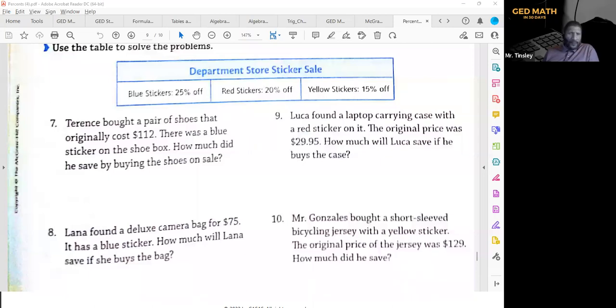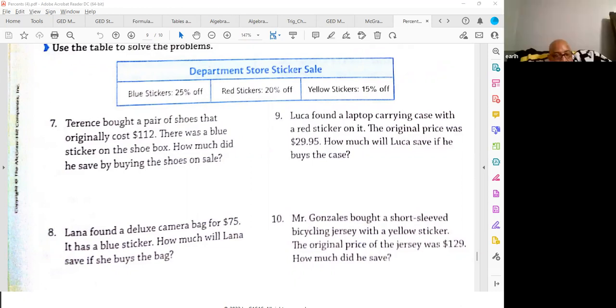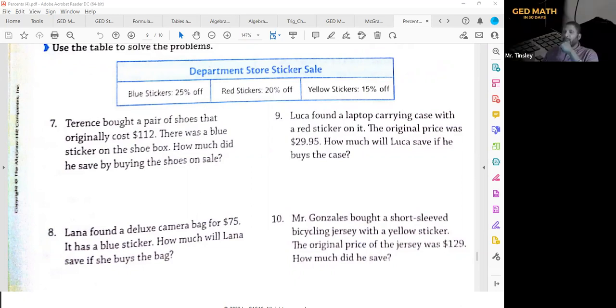I got about four people who answered and I have four different answers, but let me make sure. I didn't even do it yet, but let's go over how you do it. First of all, let's use mental math. If the shoes cost $112, what would 10% off be?